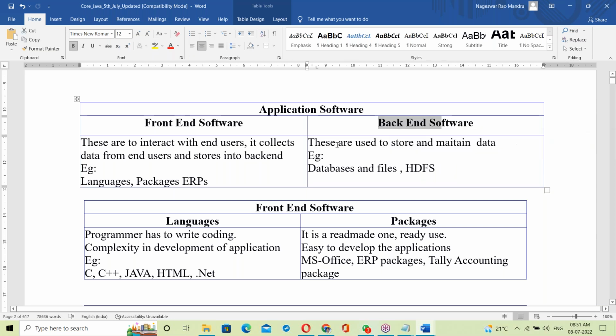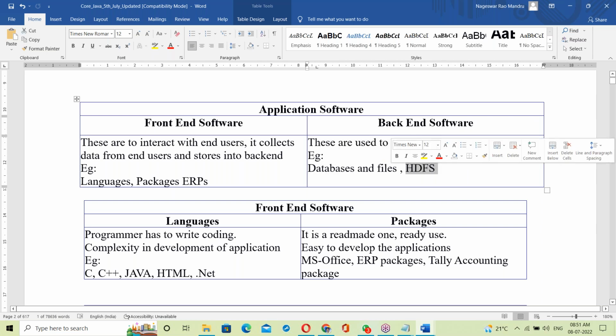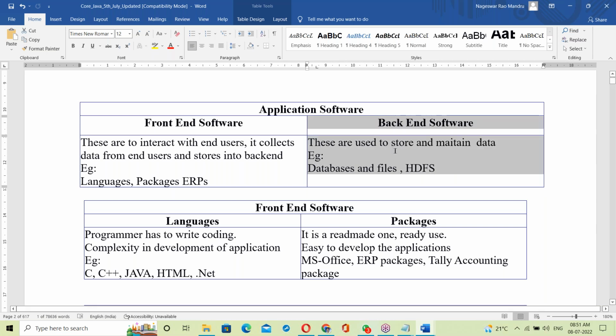So the back end is easy to store and maintain data. Examples are databases and files. HDFS means Hadoop Distributed File System. So the backend is to store and maintain data.